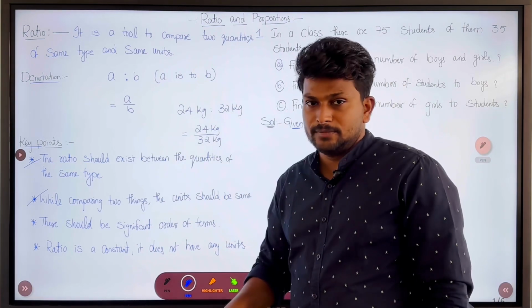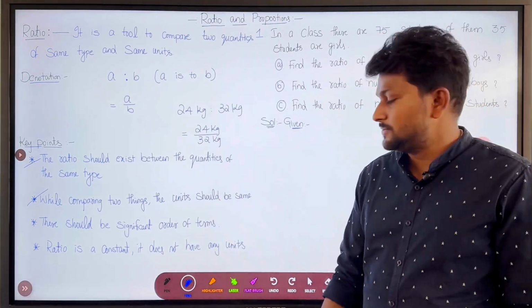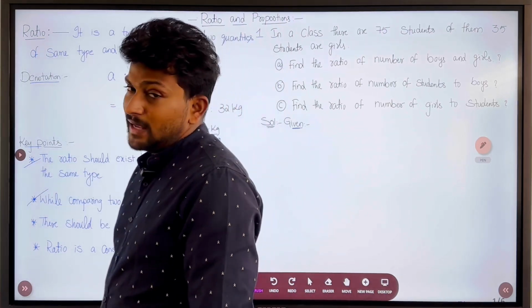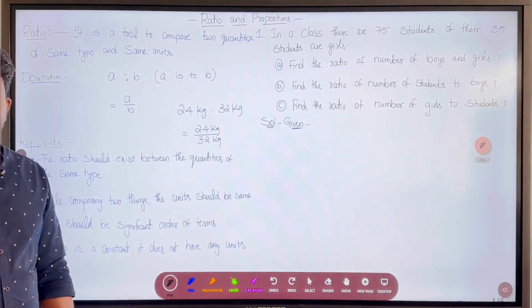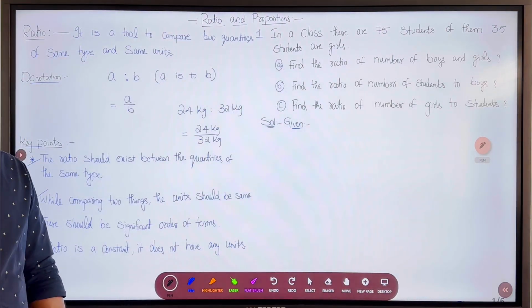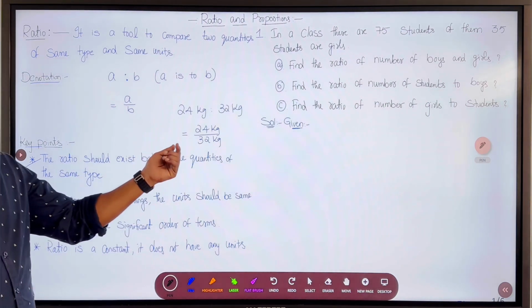If I cancel, 24 and 32 will cancel with one number, exact number to cancel. That is called common number. So common number is nothing but HCF.